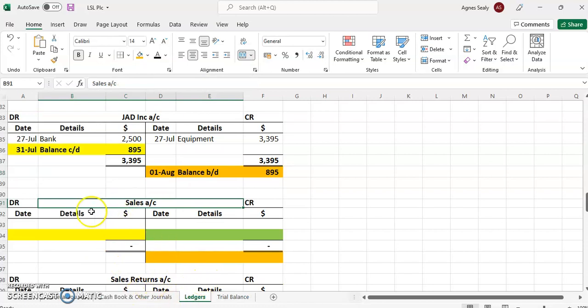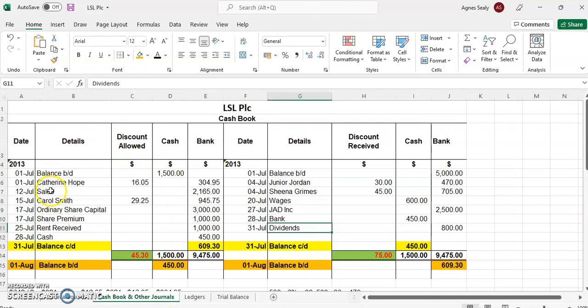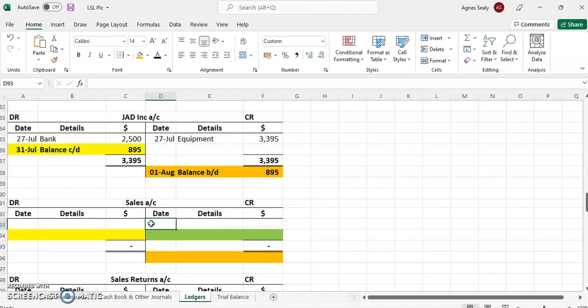So we look at sales. In our sales account, the first thing that we will look to record is if we have any cash sales. To find out if you had cash sales, you look in the cash book. So when we look in the cash book, on the 12th of July, there's a cash sale of $2,165. Bank is debited, so the sales account will be credited. So that is on July 12th. So 12th of July, bank, $2,165. So we record the cash sale first.